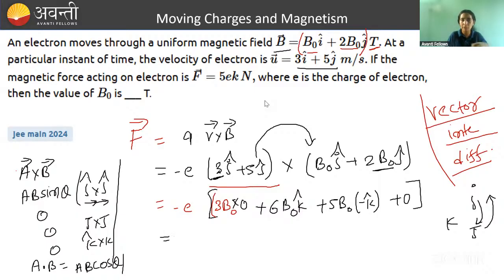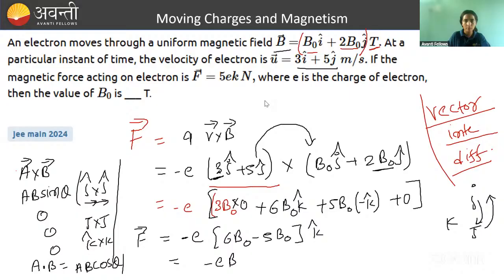So what is the value we are going to get for the force? If you write the force here, you will write minus e (6 B naught minus 5 B naught) k cap. So this is equal to minus e B naught k cap. This is the force. If you talk about the magnitude of force, you neglect the negative sign. The magnitude is e B naught. And here the magnitude of force is written as what?